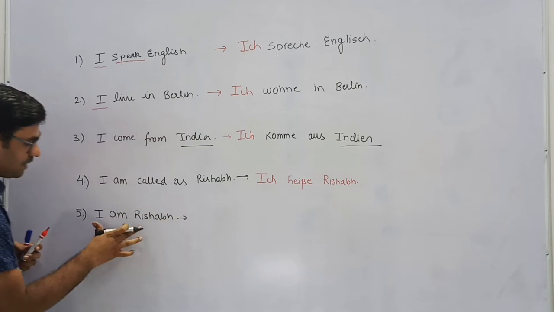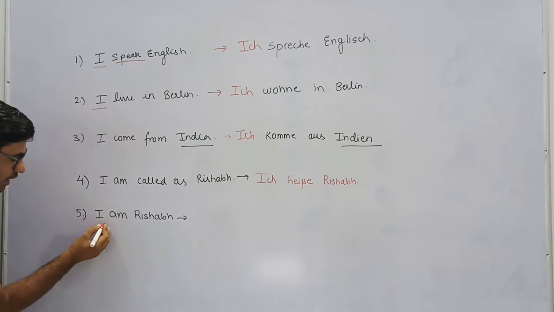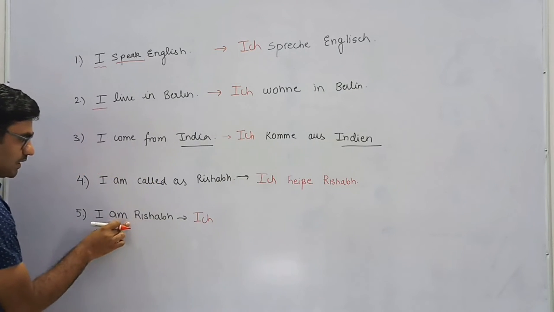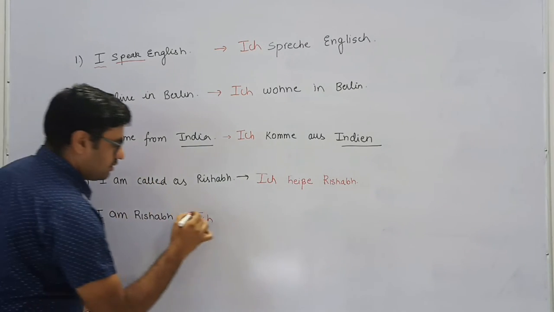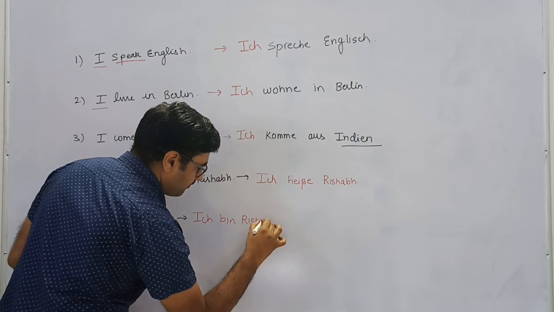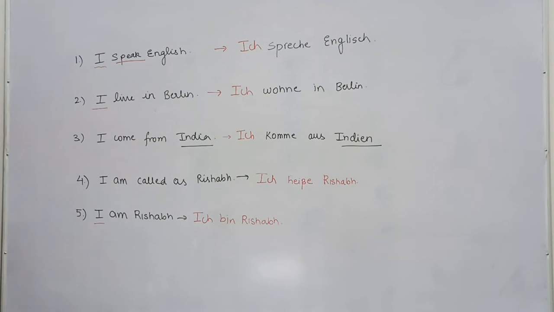I am Rishabh. This is the part which we have covered in our previous class. I is ich. Am is bin. The verb sein. Ich bin Rishabh. Did you get this point?